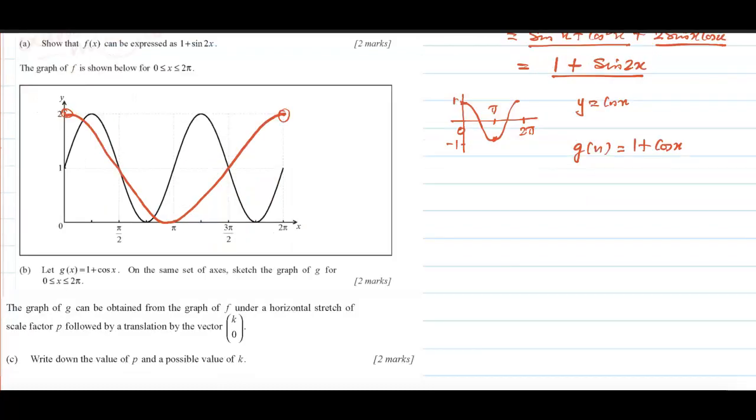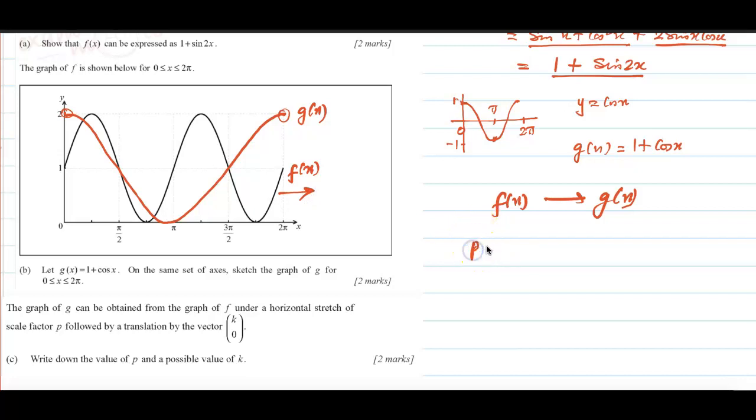You don't read the question properly. So the black one is f(x) and the red one is g(x). They're saying the graph of g can be obtained from the graph of f. So from f(x), you have to get g(x). So f(x) is your graph, and you have to get g(x). Horizontal stretch by factor p. So now your f is getting stretched. How much is f getting stretched by?